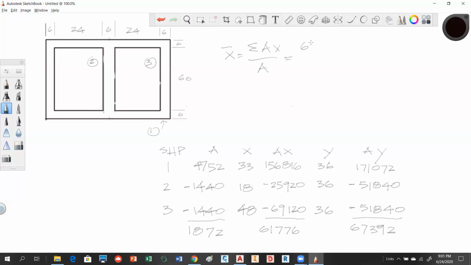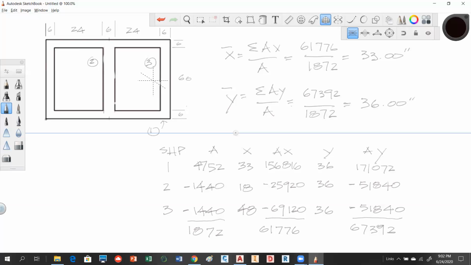So to calculate the actual centroid, x bar is the summation of ax divided by the sum of the areas. So we have 61,776 divided by 1872, which gives us exactly 33 inches. And y bar is the sum of the ay's divided by area, 67,392 divided by 1872. And this is 36.00 inches.